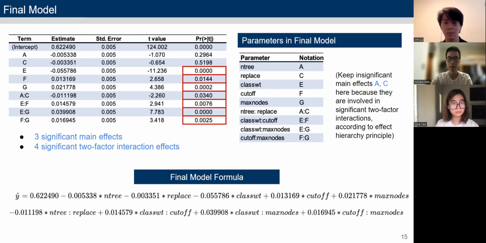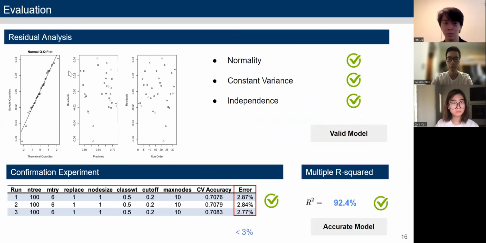We also keep the insignificant main effects entry tree and replace in the model because the effect hierarchy principle indicates that if a model contains a high-order term, it should also contain all the lower-order terms that compose it. Below, we show the formula of our model. Next, we'll look at the residual analysis. According to the 3 plots, the normality, constant variance, and independence assumptions are all satisfied. The model also has an R-square of 0.924, indicating that our model is a good fit with data.